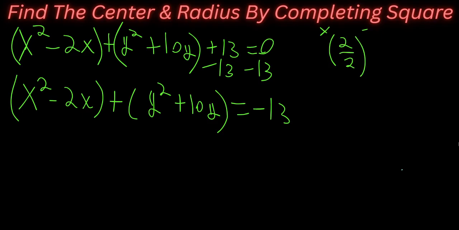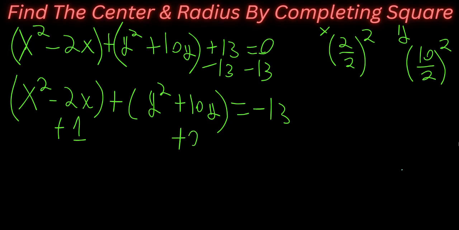Let's take 2 divided by 2 and square it. And for the y side, we need to take 10 divided by 2 and square it. So that means on our x side here, we're going to have 2 divided by 2 squared, which is 1. We're going to add 1. 10 divided by 2 squared is 5 squared. So we're going to add 25. We're going to add both of those on the right side.